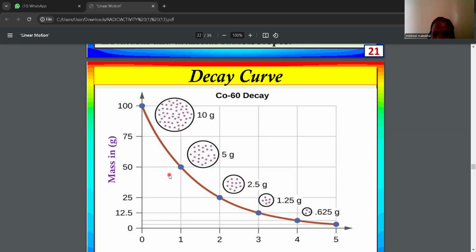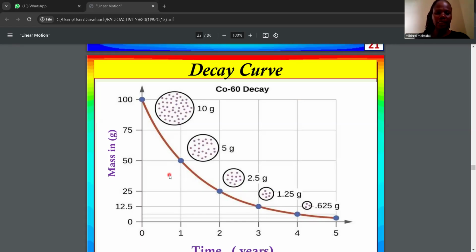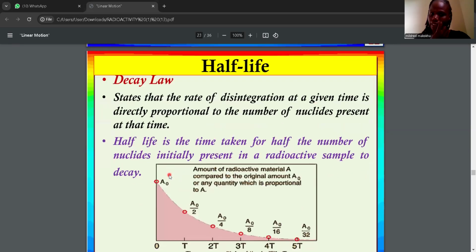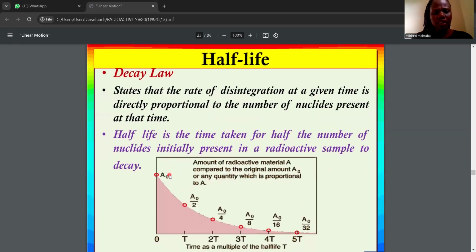And that can be summarized in what we refer to as the decay law. And this is what the law says. It states that the rate of disintegration at a given time is directly proportional to the number of nuclides present at that time.